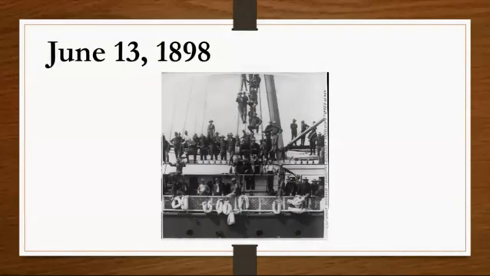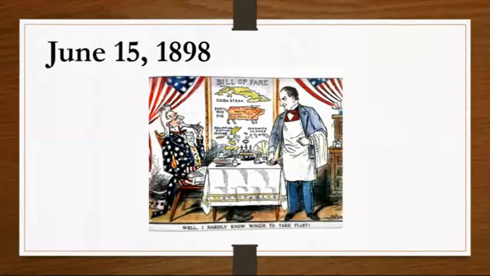In June 13th, 1898, Theodore Roosevelt and his Rough Riders leave Tampa, Florida for Santiago, Cuba. Theodore Roosevelt basically led a group of volunteers known as the Rough Riders to give their services to the war effort. June 15th, the American Anti-Imperialist League began to oppose the annexation of the Philippines, believing the United States should not deny others the right to govern themselves.